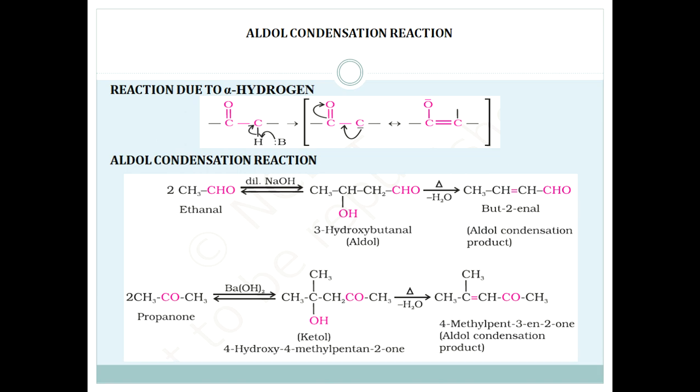Before going to know the acidity of alpha hydrogens of aldehydes and ketones, which is alpha hydrogen? So, carbon attached to or next to the carbonyl carbon atom of aldehydes or ketones is known as alpha carbon atoms. So, hydrogens attached to that alpha carbon atoms are known as alpha hydrogen atoms.